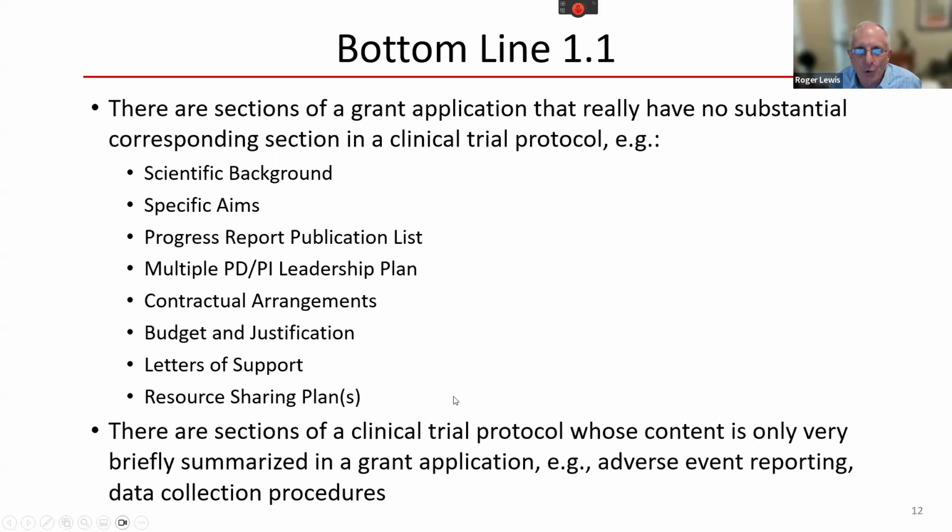Bottom line 1.1: there are sections in a grant application that really have no substantial equivalent or corresponding section in the clinical trial protocol. So don't try to move any of this into the protocol just because it was in your grant. It just doesn't go there.